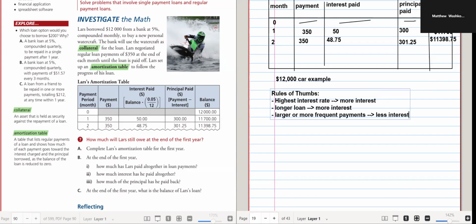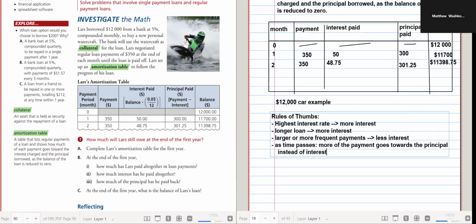This is going to be one of your assignments, looking at a common housewives' tale on a mortgage, for example, where it's a month by month payment, so 12 payments a year. What if you just pay an extra 13th payment at the end of the year? How much is that going to shorten your loan? So you'll do that later. And then as time passes, more of the payment goes towards the principal instead of interest, right? That's this above table up here. I think that's everything.